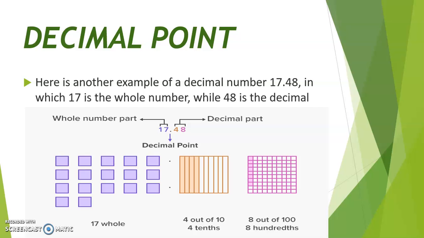Now, another example, we have 17.48, in which 17 is the whole number, while 48 is the decimal. As you can see here, these boxes are 17. 4 is this, 4 over 10, 4 out of 10, because this is the tenths place, right? And this is the hundredths place, that's 8. 8 out of 100. So this is another way to describe a decimal.